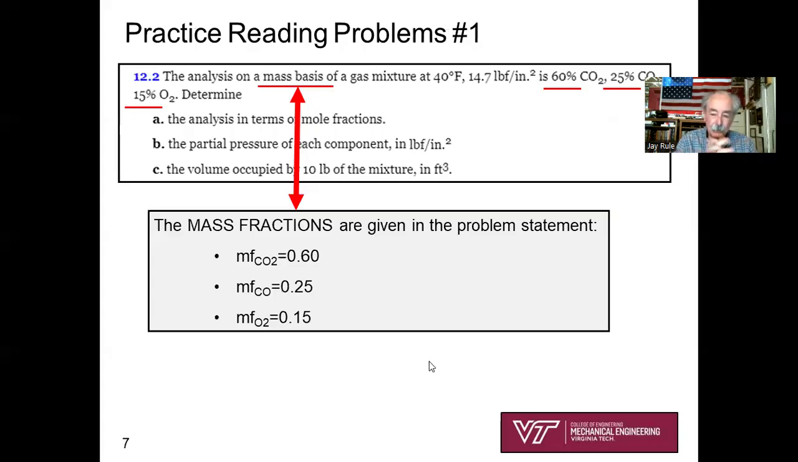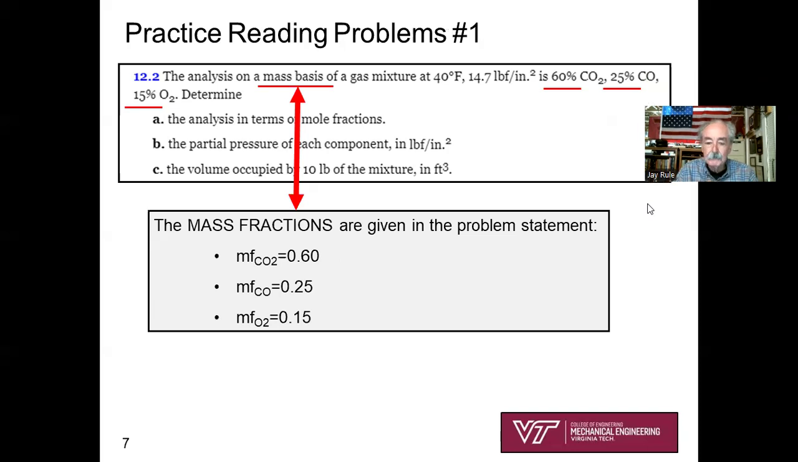Let's get a little practice reading problems quickly without solving them. So textbook problem 12.2, it says the analysis on a mass basis of a gas mixture at 40 degrees F, system pressure 14.7 psi, is 60% carbon dioxide, 25% carbon monoxide, and 15% oxygen. Okay, and so determine and so on.